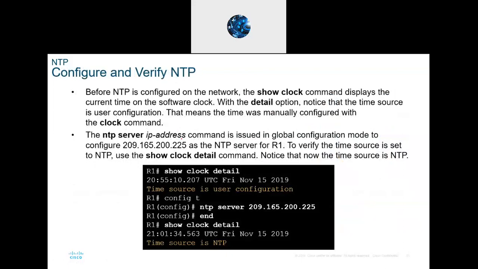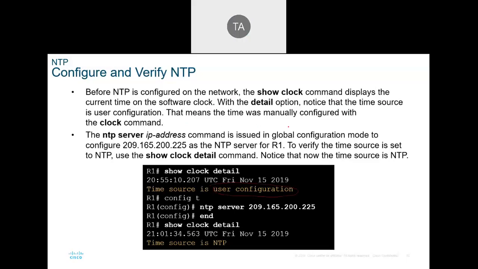The first thing we need to do, before NTP is configured on the network, is the show clock command. Show clock command displays the current time on the software clock. With the detail option, notice that the time source is user configuration. Now you can see it.